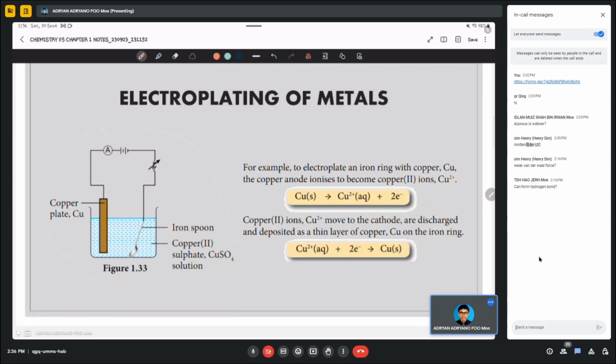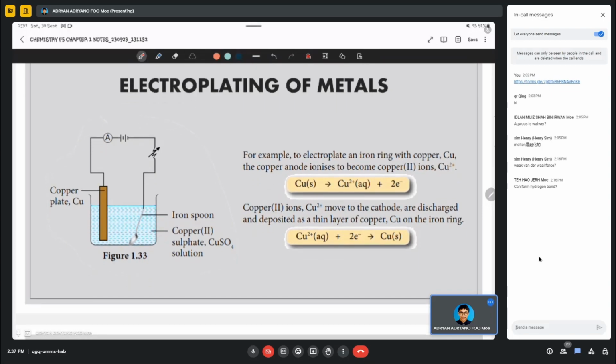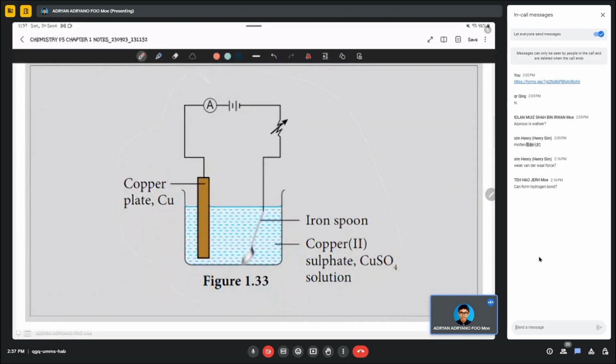Okay, for example, to electroplate an iron ring with copper, the copper anode will ionize to become copper 2 ions. So these copper 2 ions will move to the cathode and then discharge and be deposited as a thin layer of copper on the iron ring, not onion ring. Okay, so what is it actually saying? Let's look at the simple one. This is the diagram.